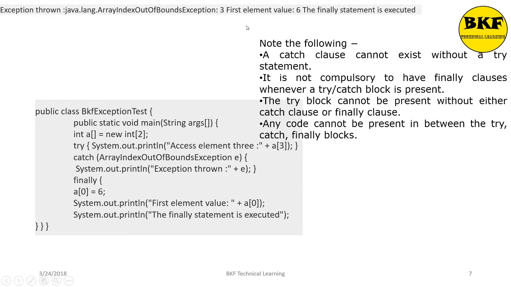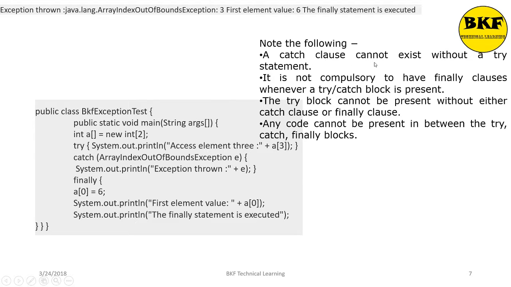So this is the output which we get. So first it's going to throw an exception, java.lang.ArrayIndexOutOfBoundsException. Then in the finally block we get these two statements. First element value is 6 because we have assigned that value to 6 over here, and finally we print the finally statement is executed.